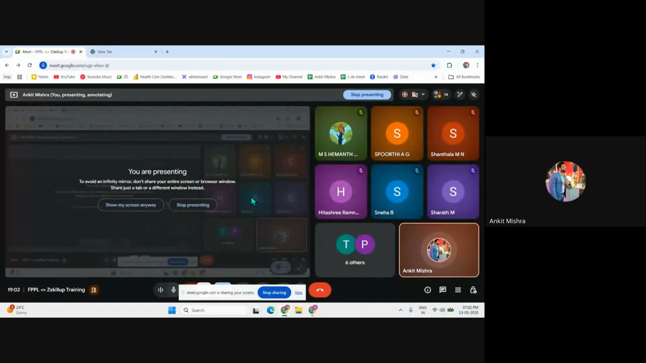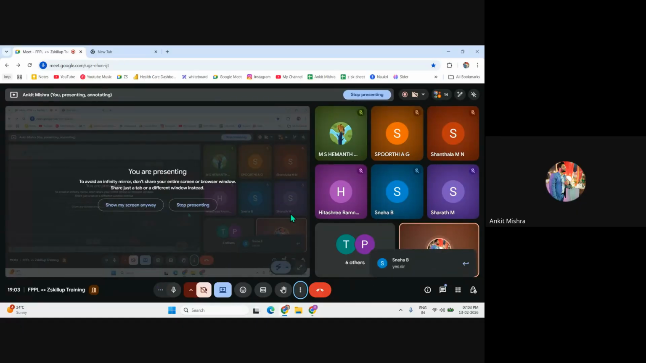Hi, Hemant. Hi, Spurti, Santla, Hitashri, Sneha, Sarath, and the rest of the candidates. Guys, I have already shared my screen. Just quickly let me know, am I audible and is my screen visible, right? You can further continue. Got it, Sneha, right?